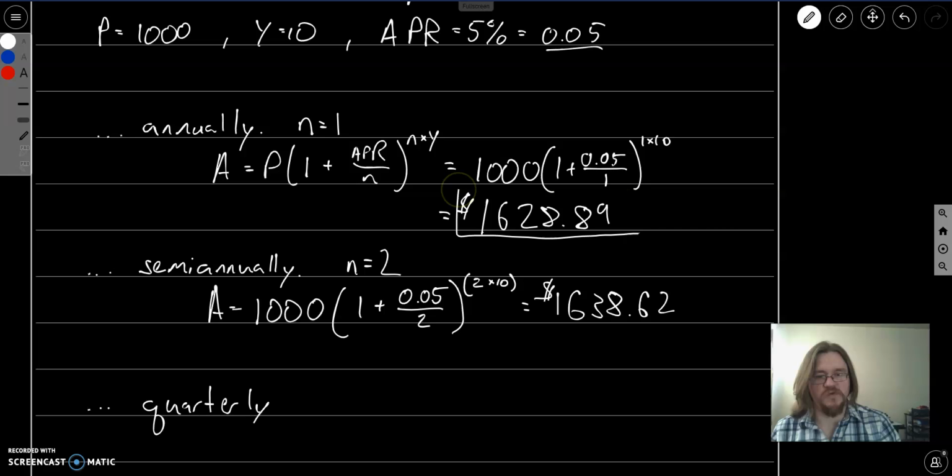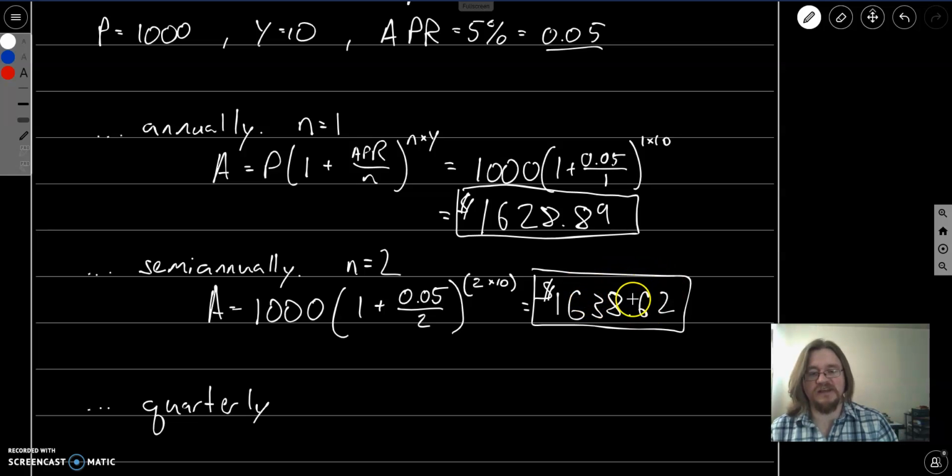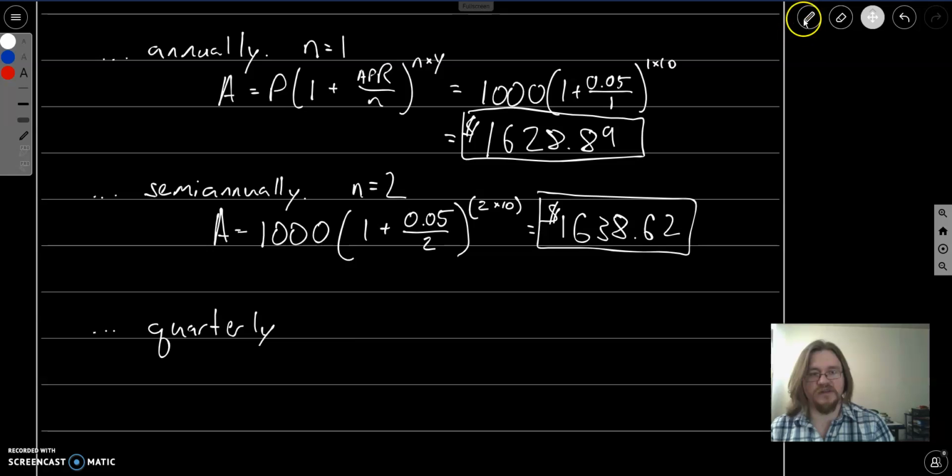So if we compound this annually and compound this semi-annually, if we add our interest back in sooner, that means that that interest will start earning interest. So we earn a little bit more. In this case, about $10 more if we compound this semi-annually versus annually. Let's do this quarterly. So if we're compounding this quarterly, that means 4 times a year.